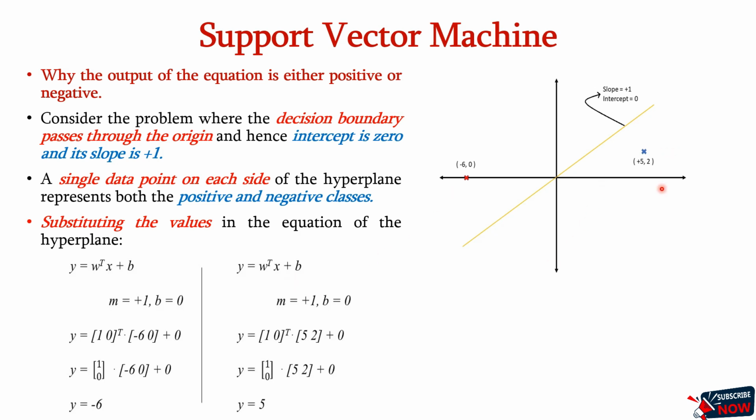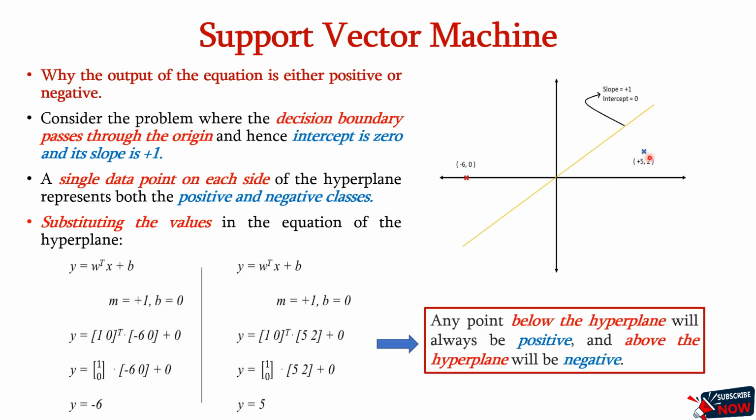If we consider this point (5, 2), so substituting in place of x (5, 2), after taking the transpose and multiplying it and adding it with 0, we get 5. So the sign is positive. So it means that this point belongs to the positive class. So according to this diagram, any point below the hyperplane will always be positive. So below the hyperplane means this. So any point which is lying below the hyperplane will be considered as positive, and any point which is lying above the hyperplane is considered as negative.